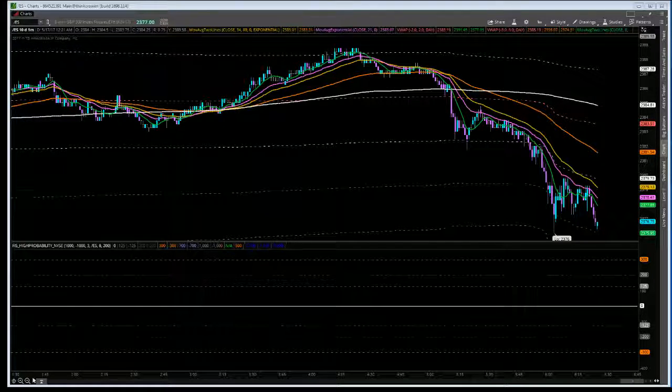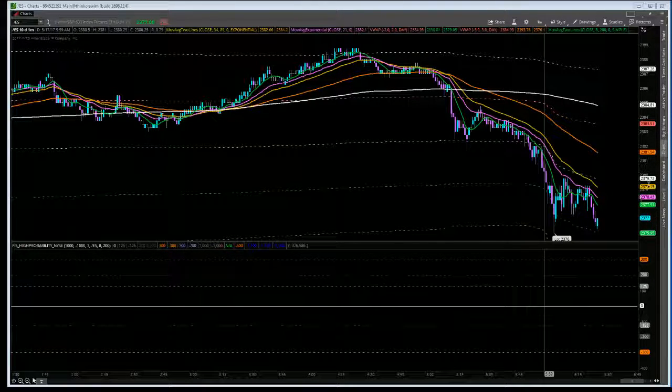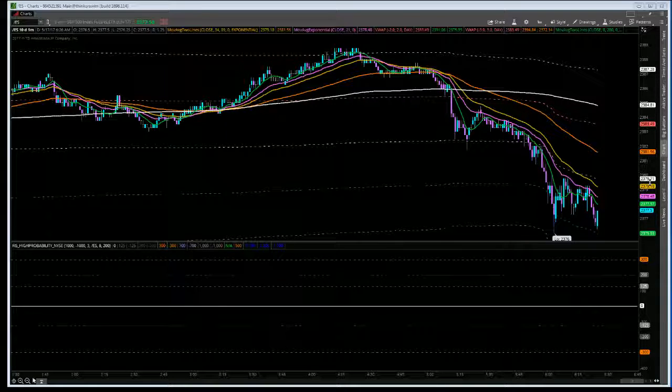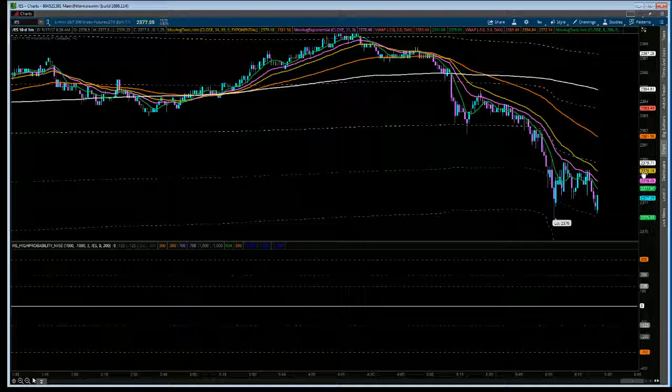It comes down, and I'd love if it would make a lower low right here. Don't know if I'll get that, but that's such a stronger signal when it does that. Maybe it'll do that at the open. The open's in about 3.5 minutes.